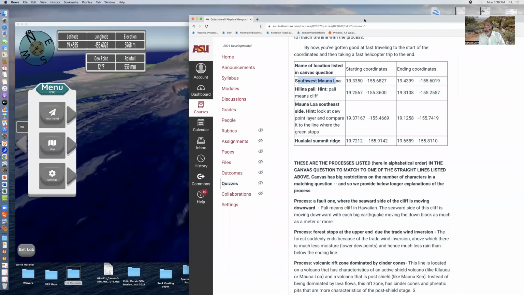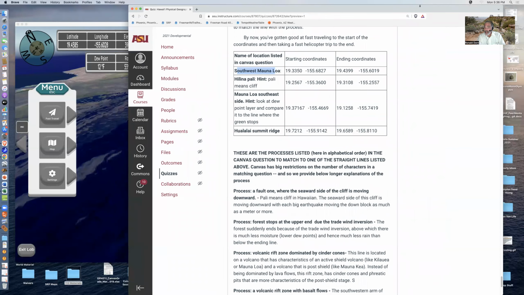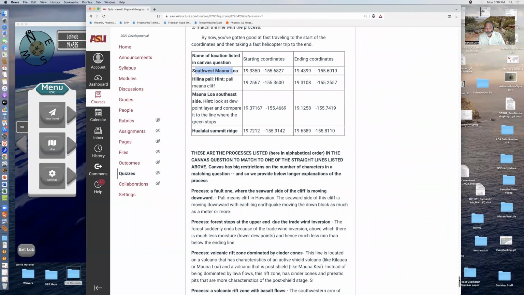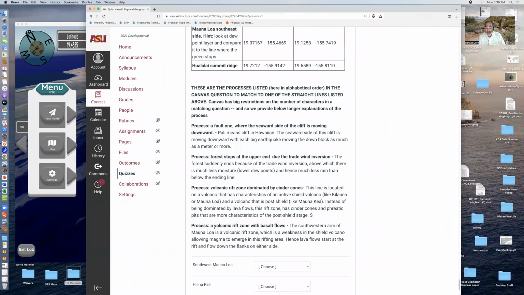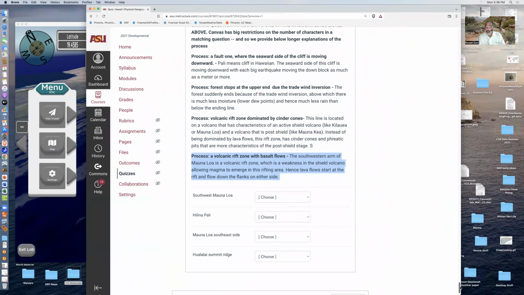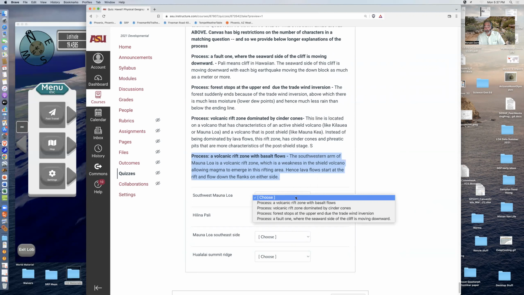So, Southwest Mauna Loa, and the process that explains that line that you see is a volcanic rift zone with basalt flows, the dark black basalt flows. The southwestern arm of Mauna Loa is a volcanic rift zone, which is a weakness in the shield volcano, allowing magma to emerge in this rifting area. Hence, lava flows start at the rift and flow downward. So this is a longer explanation. What you see in Canvas is this one, a volcanic rift zone with basalt flows.